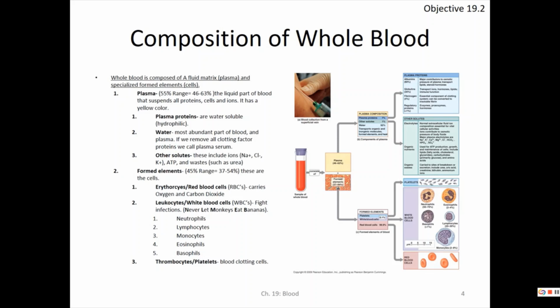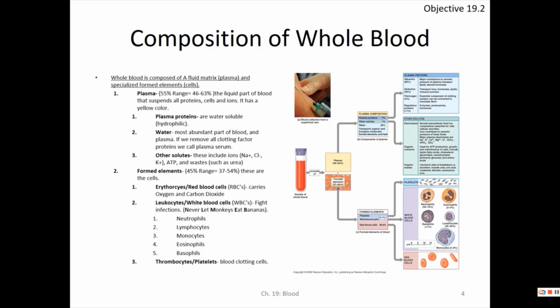Now if you were to take plasma and take the clotting factors and deactivate them, remove them, we have produced blood that is incapable of coagulating, because coagulation is a process of plasma. It can no longer coagulate, has lost the ability to coagulate. We now call this serum.